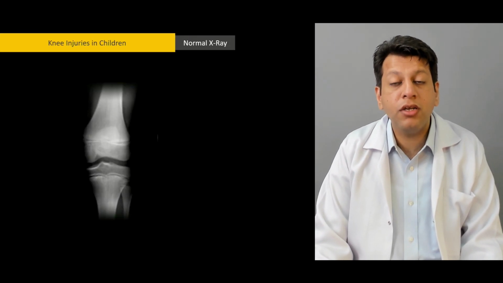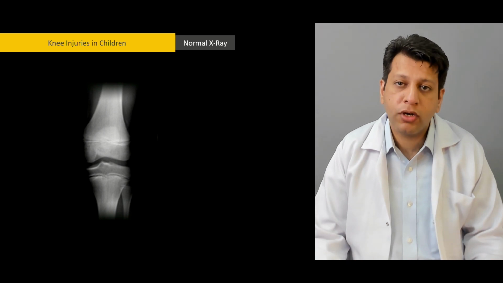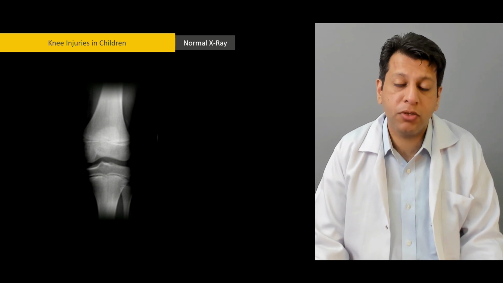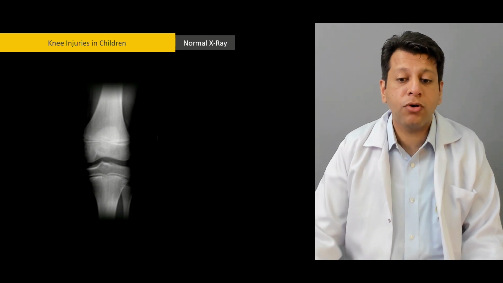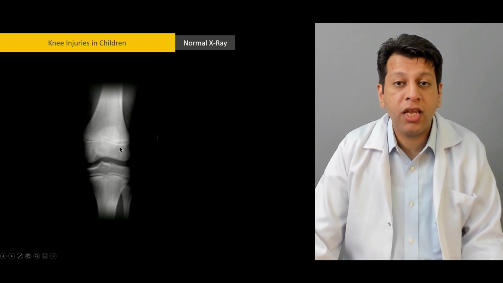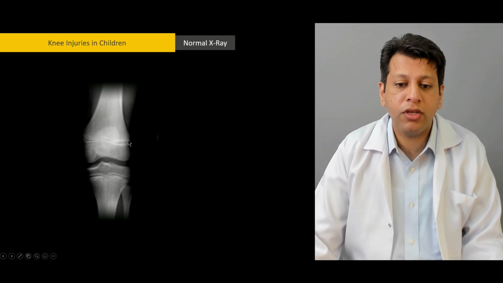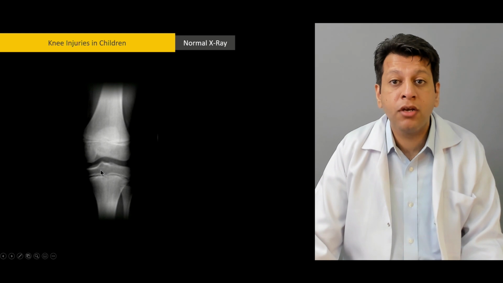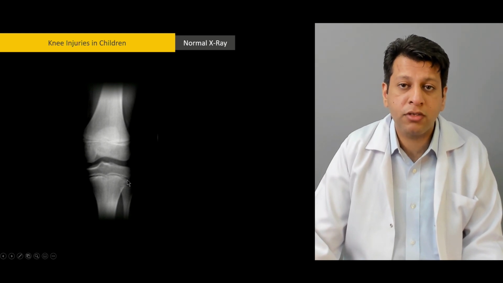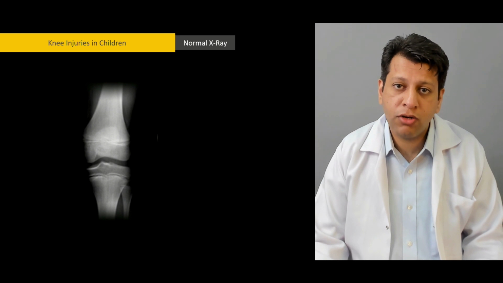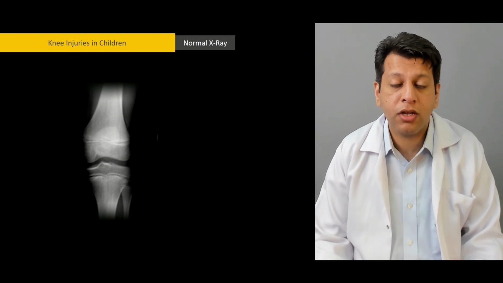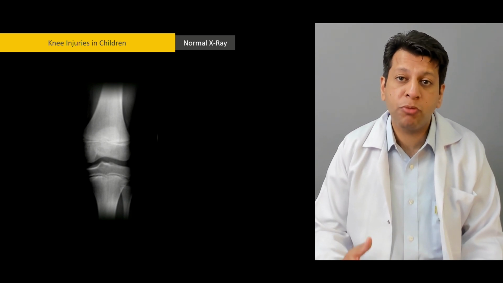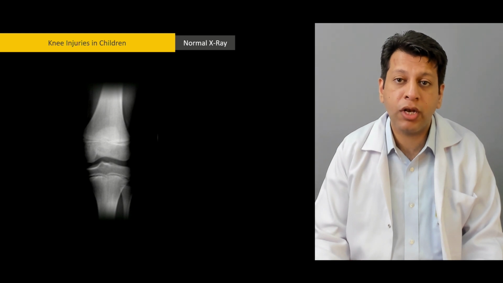Now coming to knee injuries in children. Why is it important? Because, as you know, limb length inequality can be very pronounced, especially in children, because almost 9 mm to 10 mm of growth occurs every year at the distal femoral physis, and almost 5 to 6 mm of growth occurs at the proximal tibial physis. So if there is an injury to the distal femoral and proximal tibial physis, this means that over 1 year, almost 1.5 centimeters of limb length inequality will develop.